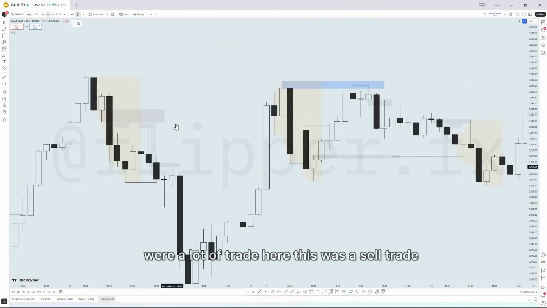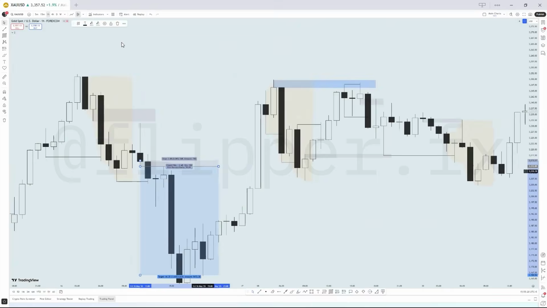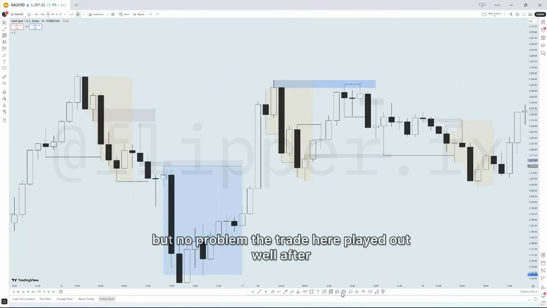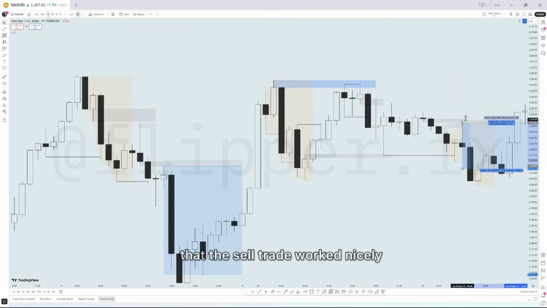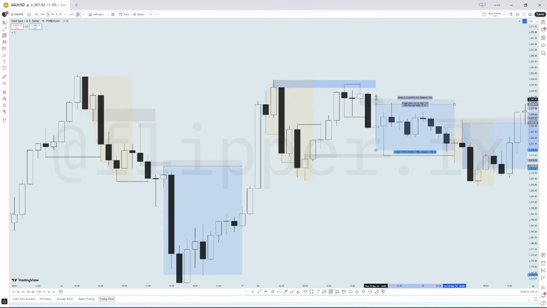There was a lot of trade here. This was a sell trade where the market broke. After that, our order was missed, but no problem. The trade here played out well. After that, this sell trade worked nicely, and even this trade from this week worked very well.